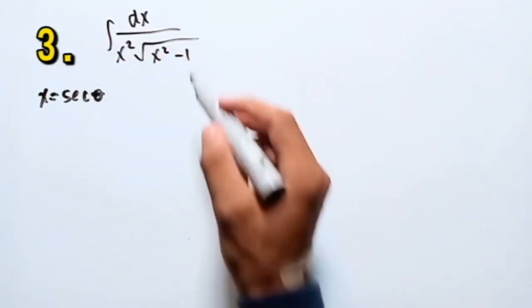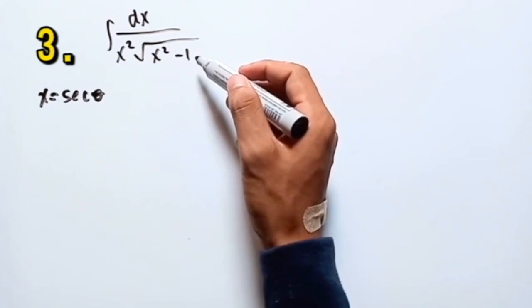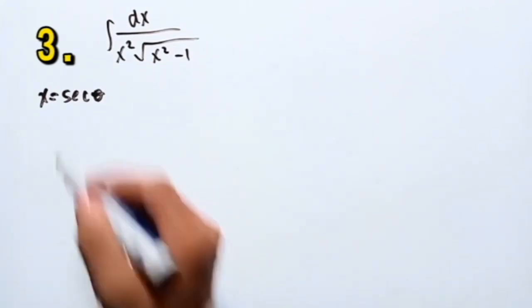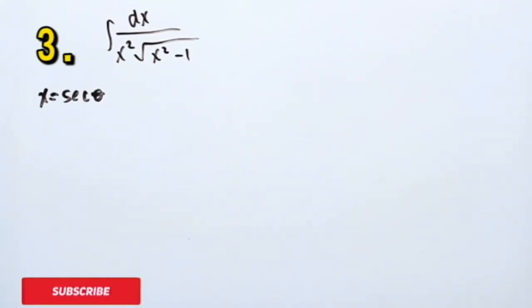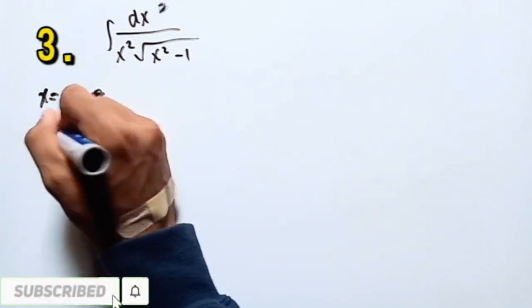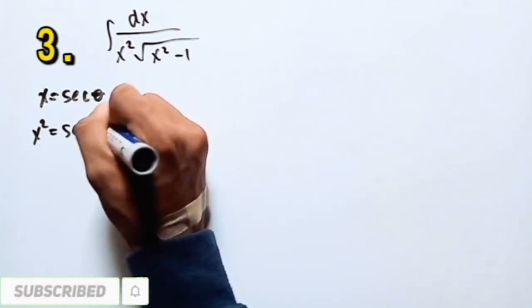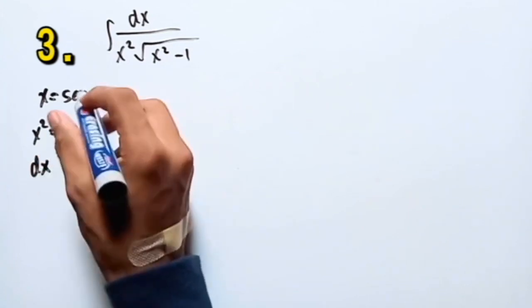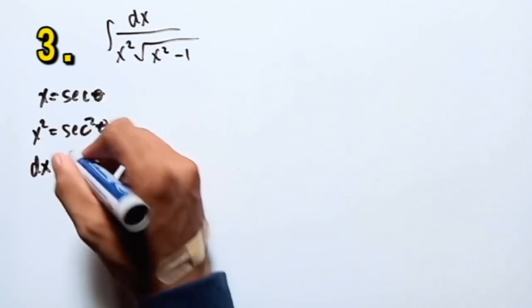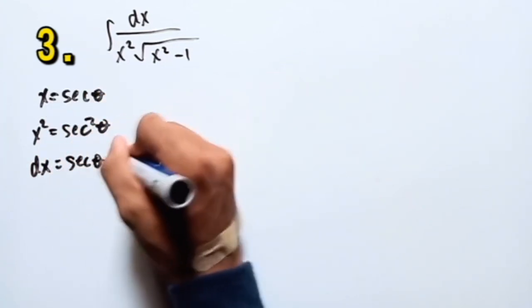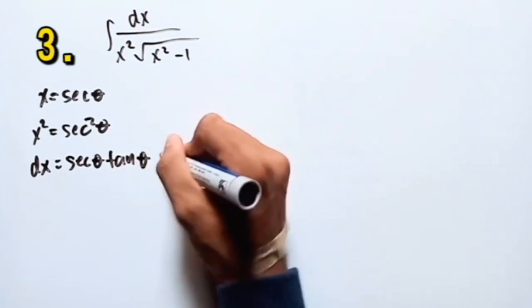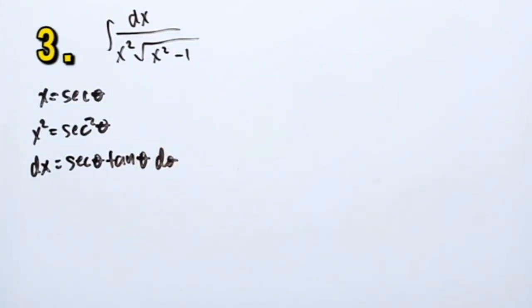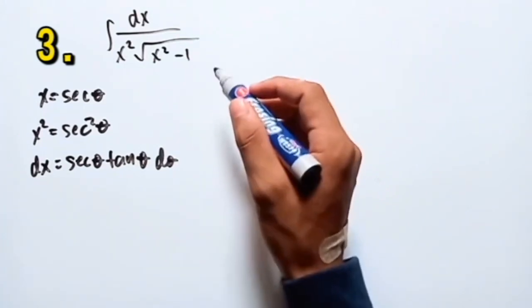So since a squared is 1, the square root of 1 is still 1. So the same as x is equal to secant theta, and x squared is equal to secant squared theta. dx is equal to the derivative of secant theta, which is secant theta tan theta d theta. Now I will input this value into the integral.